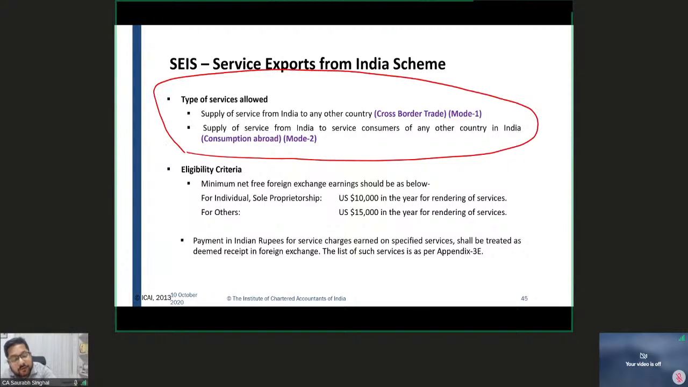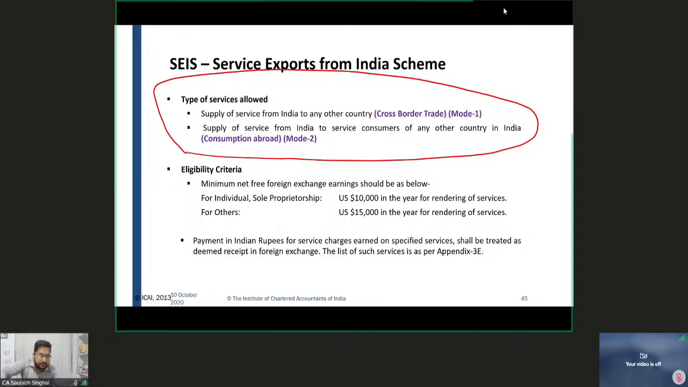What types of services are covered under SEIS? SEIS covers 2 types of services only. Basically, if I am to divide services by the way in which they are provided, by that manner, I can divide services into 4 categories.